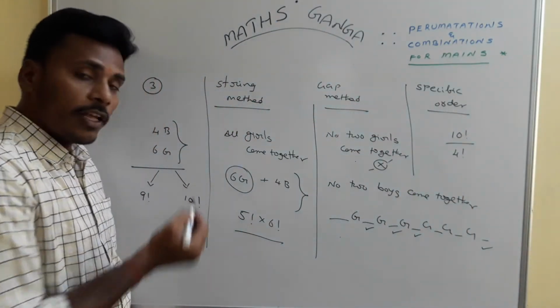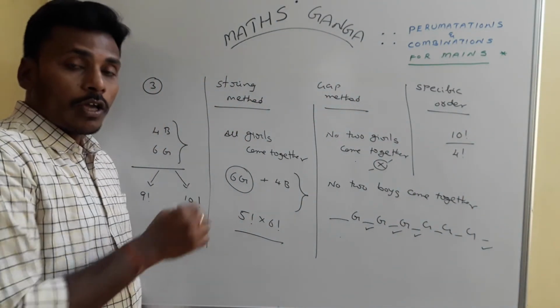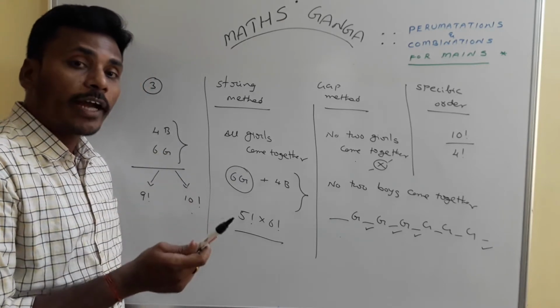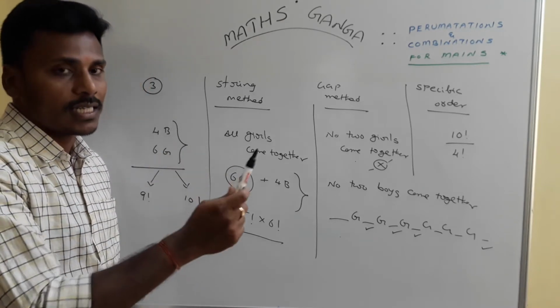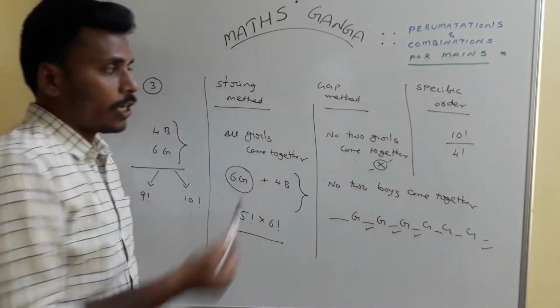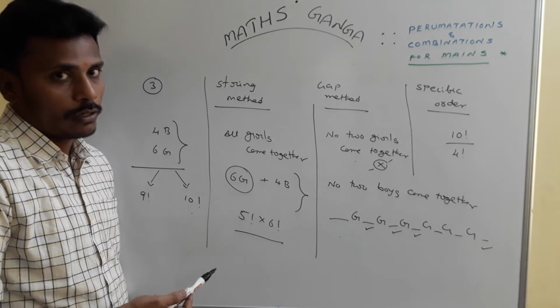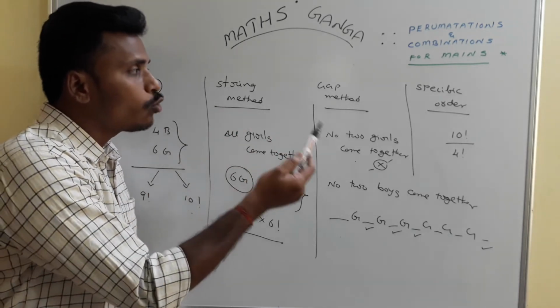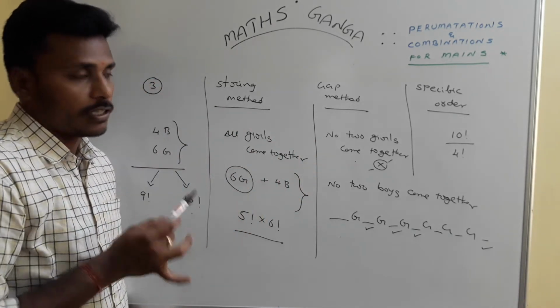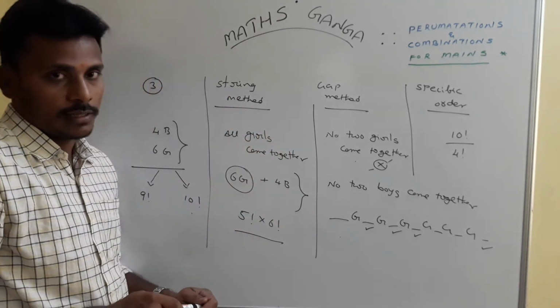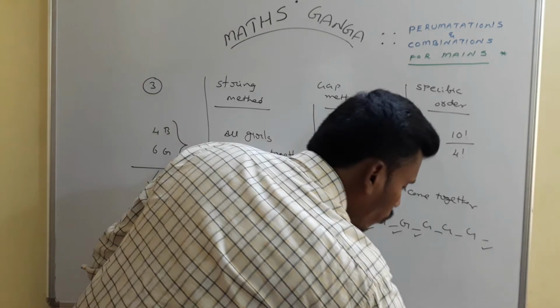The total number of arrangements are 10 factorial. Among those 10 factorial arrangements, every 4 factorial arrangements represents one single arrangement satisfying this particular case. So the number of arrangements is 10 factorial by 4 factorial. So these are 3 very useful methods from permutations: string method, gap method, and then specific order case. This is the third conceptual idea.